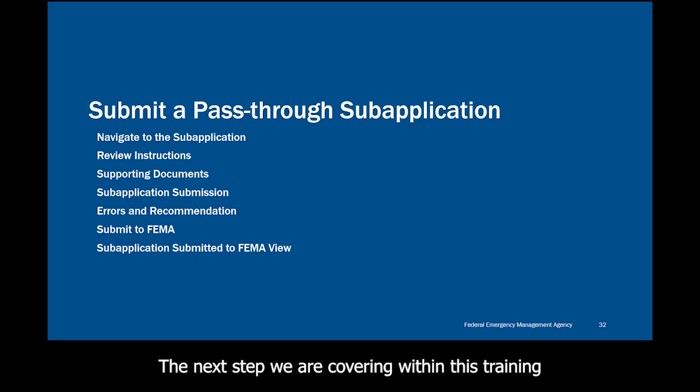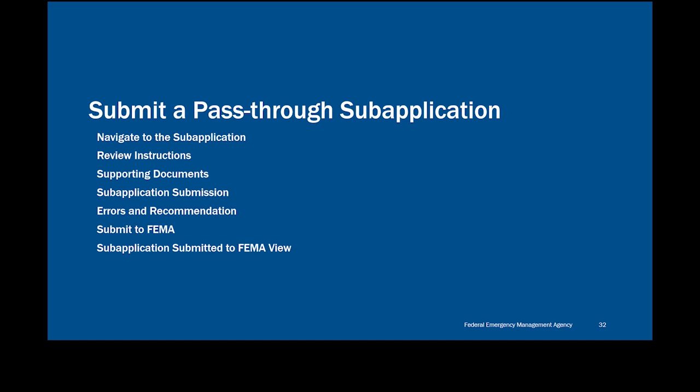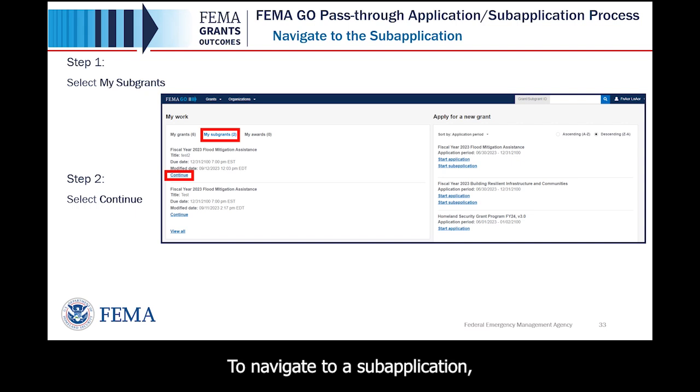The next step we are covering within this training is how to submit a pass-through sub-application to FEMA as an AOR. We'll cover how to navigate to the sub-application, review instructions, supporting documents, sub-application submission, errors and recommendation, submit to FEMA, and the sub-application submitted to FEMA view. To navigate to a sub-application, step 1, select My Grants under the My Work section on the Welcome screen. Then locate the sub-application you would like to view and select Continue.